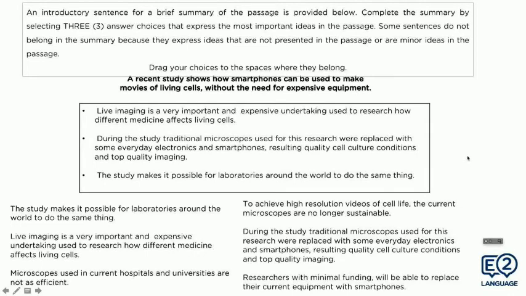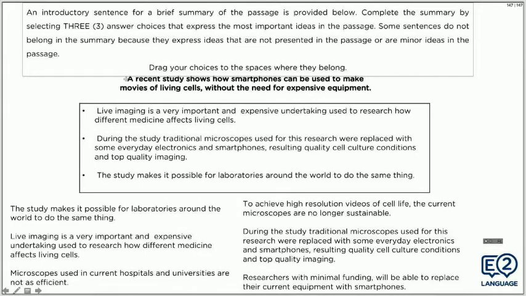Okay, let's have a look at the answers. So here we go. Let's read this and see if you got the same thing. So a recent study shows how smartphones can be used to make movies of living cells without the need for expensive equipment. Live imaging is a very important and expensive undertaking used to research how different medicine affects living cells. During this study, traditional microscopes for this research were replaced with some everyday electronics and smartphones, resulting in quality cell culture conditions and top quality imaging. The study makes it possible for laboratories around the world to do the same thing.